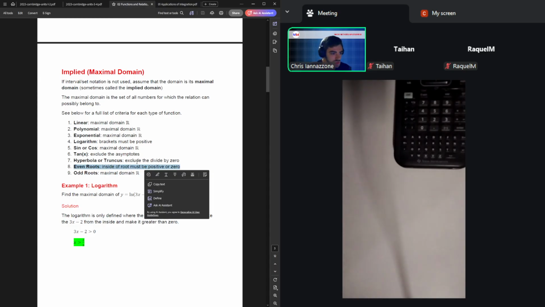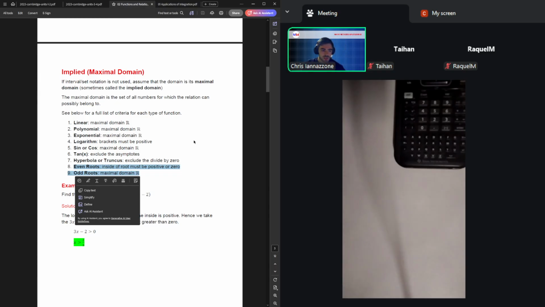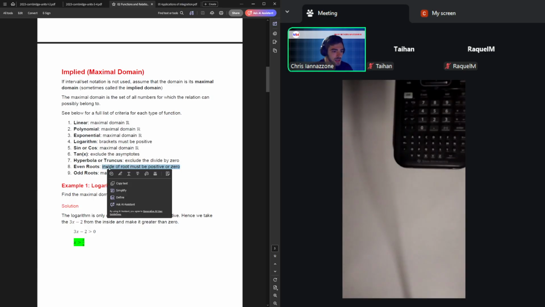Roots are going to be similar to logarithms, although there's going to be a bit of nuance with the root, depending on if you have an even or an odd one. By far the most common that you'll come across is going to be the square root, so the second root of a function, and that would be considered an even root. Any even root that you have, the inside of that root needs to be either positive or 0. You can never have the square root of a negative number or the fourth root of a negative number.